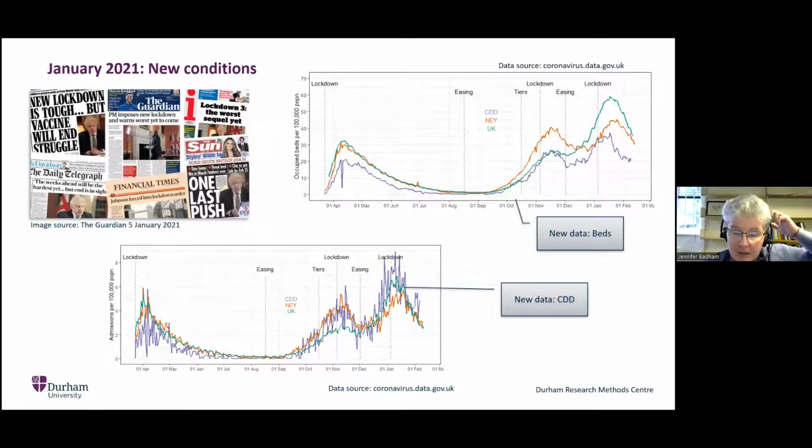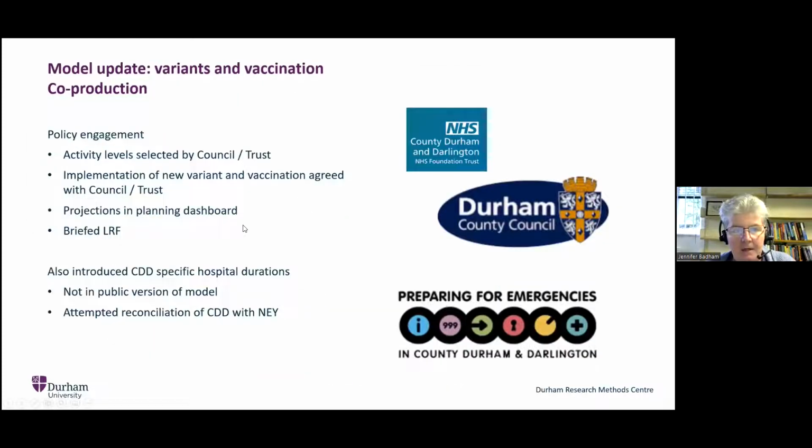So then in January 2021, new conditions. This is when we had the lockdown to end all lockdowns, vaccination coming, and we started getting bed data. By this stage, we were fully engaged in this discussion, and the model was embedded in the planning processes. All of the activity levels for the different scenarios were selected by the council and the trust. They chose them. I worked out how to introduce new variants and vaccination, and talked to them at quite a technical level about how I was going to put that into the model. We discussed that and they agreed to it. It was my idea, but they were deeply involved in the technical details at this stage.